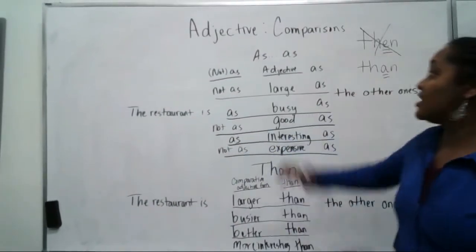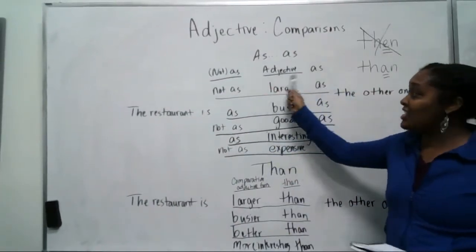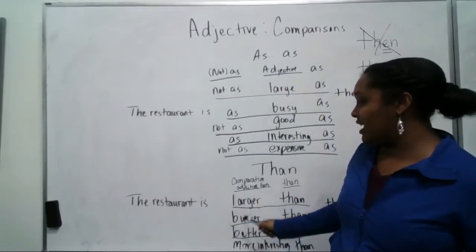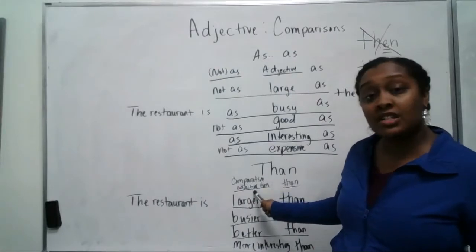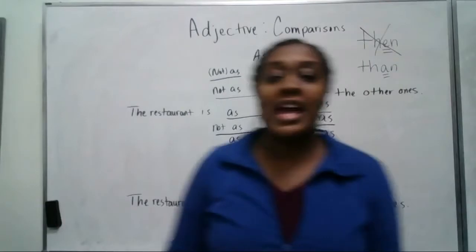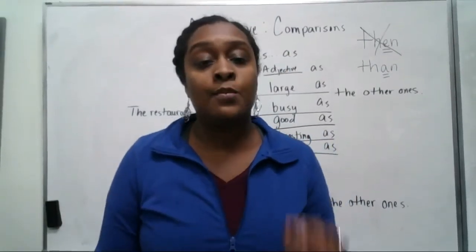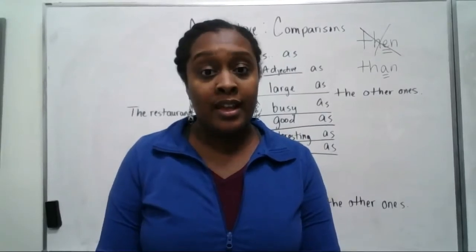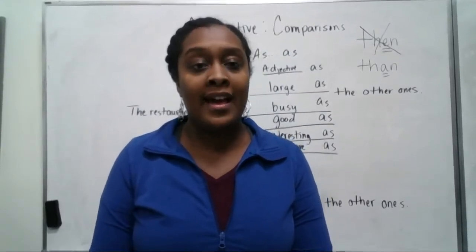Let's take it back over here. Using this one. As, adjective, as. And 4 sentences using the comparative adjective form and then. Okay? So you're going to have a total of 8 sentences. Bring your sentences to class with you tomorrow, and you will use them in the classroom.